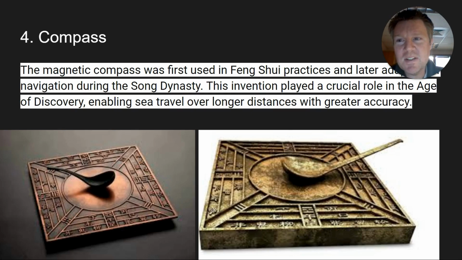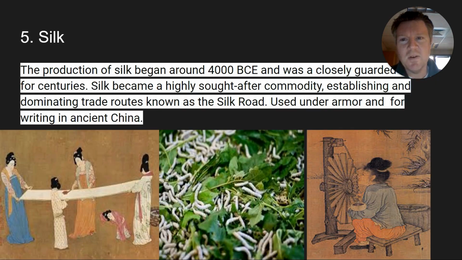Number four, the compass. The magnetic compass was first used in Feng Shui practices, and then it was invented for navigation during the Song Dynasty. So this invention played a crucial role because if you have a compass, it makes mapping a lot easier. Think about navigation and trying to remember your steps and where you came from, and a compass just makes everything so much more precise for ocean travel and for mapping out countries. So that's the number four invention.